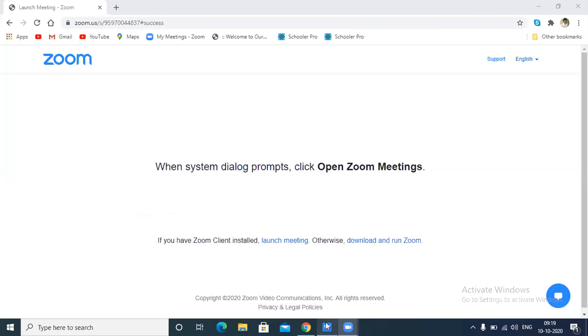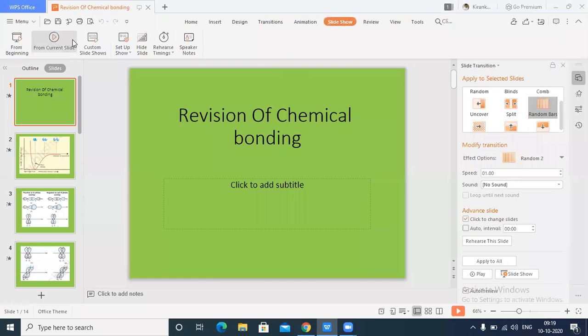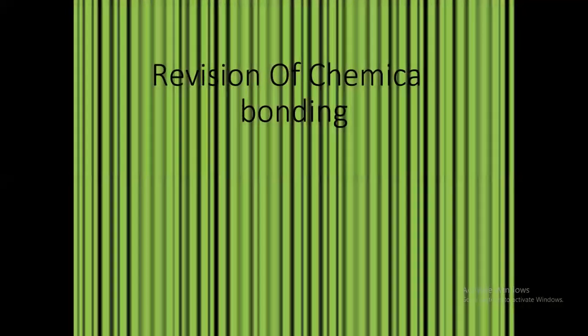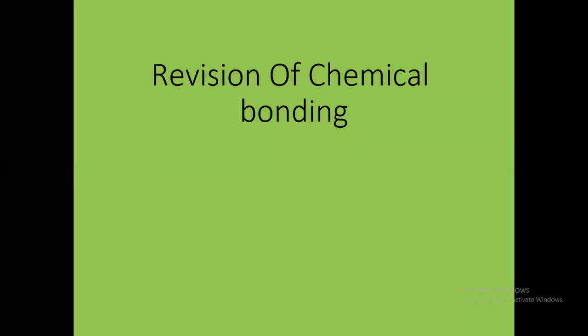So what is a chemical bond generally? The attractive force between the atoms in a molecule is called a chemical bond. Chemical bond is of how many types? Different types of chemical bond we have: ionic bond, covalent bond, coordinate covalent bond. We also have hydrogen bonding and metallic bonding. So different types of chemical bond we have discussed. Today we are going to revise the chemical bond topic.